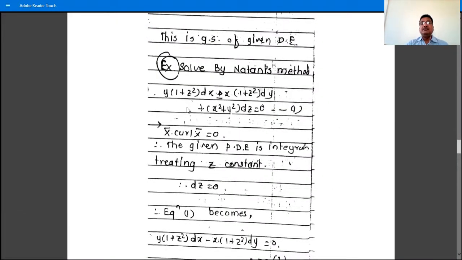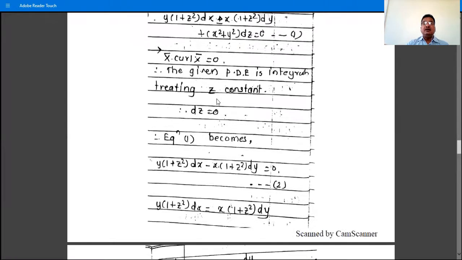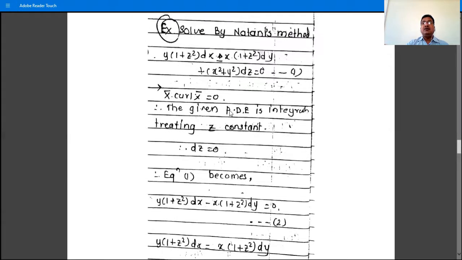y(1 + z²) dx − x(1 + z²) dy + (x² + y²) dz = 0. This is of the type one variable separable, and we already have its answer by using one variable separable. Now we have to solve this example by using Natani's method. So first show that X̄ · curl X̄ is 0. Therefore, the given differential equation is integrable. Then treat z as constant. This is Natani's method.